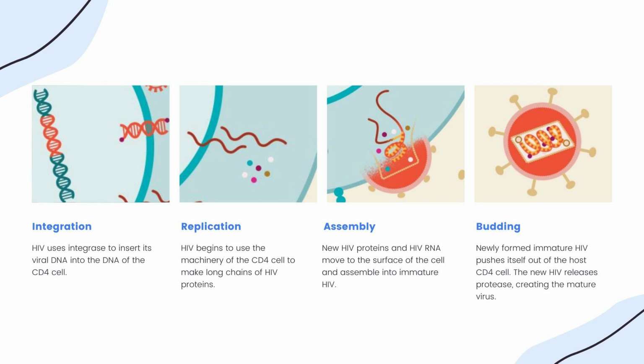Sixth, assembly. HIV proteins are broken down into tiny fragments by a protease enzyme. A new virus is produced as the smaller protein fragments and copies of the HIV RNA join together. Seventh, budding. The original CD4 cell is pushed outward by the newly formed virus. Other CD4 cells can now be targeted and infected by this fresh virus.